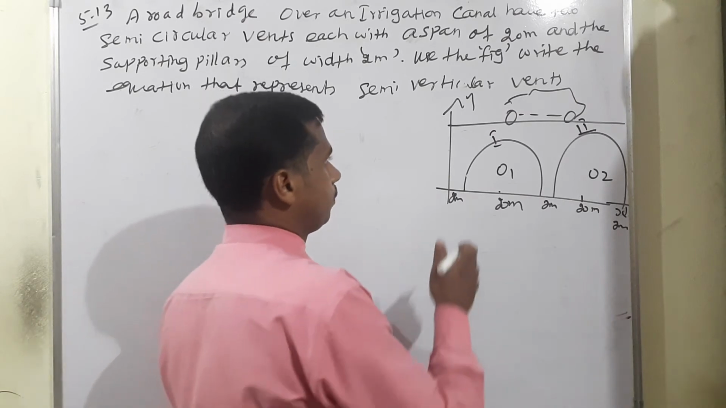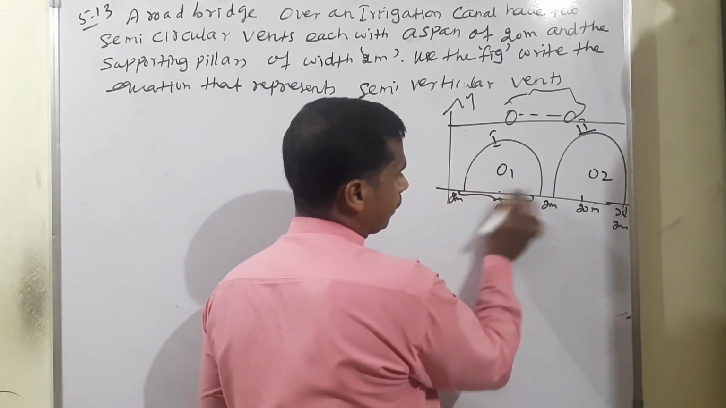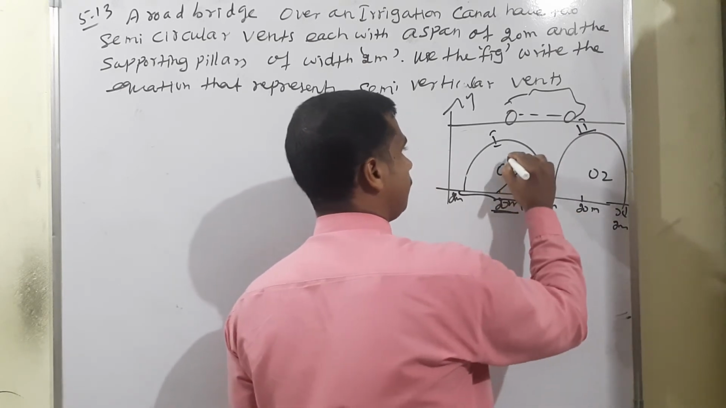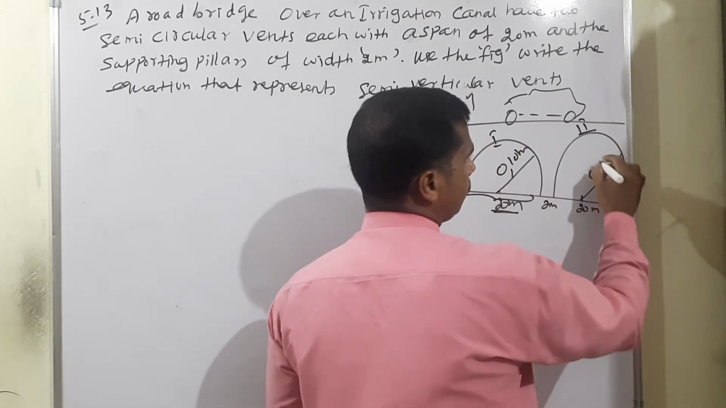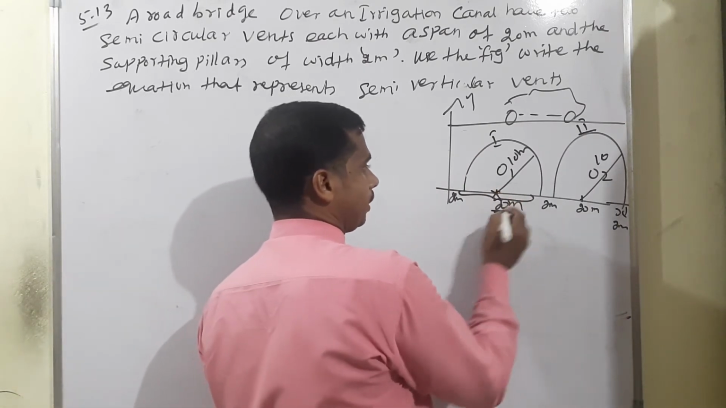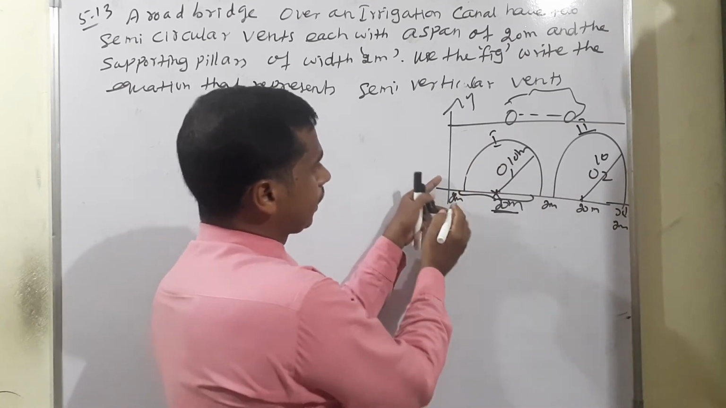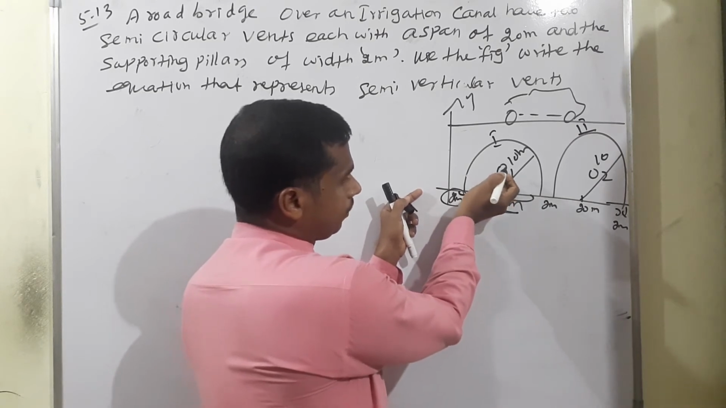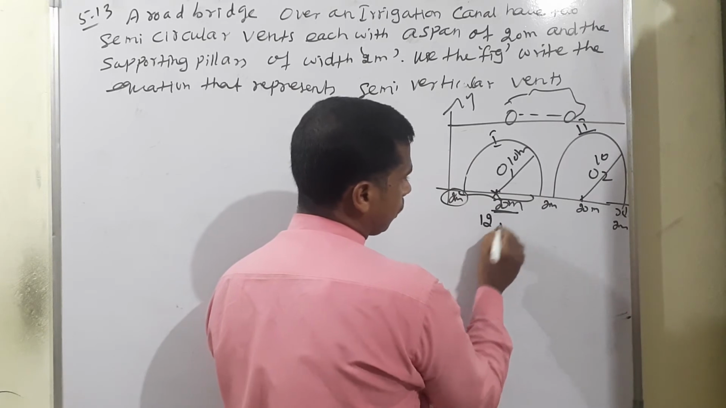The given condition: for vent 1, the diameter is given as 20 meters, which means the radius is definitely 10 meters. Vent 2 also has diameter 20, so the radius is 10. But how do we find the x-axis center value? Starting from the canal, the distance is 2 meters, and then the radius is 10. Therefore 10 plus 12 means the first center is 12 comma 0.